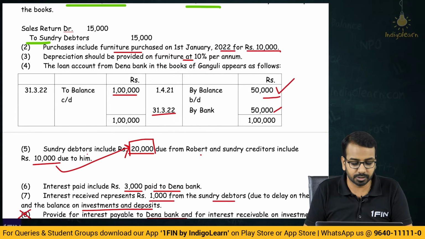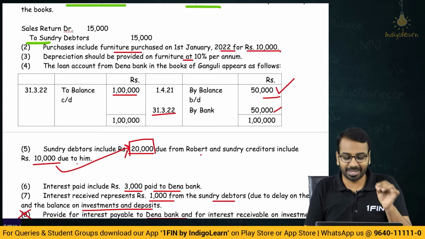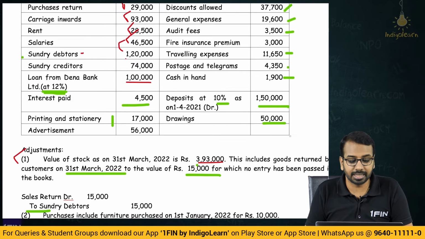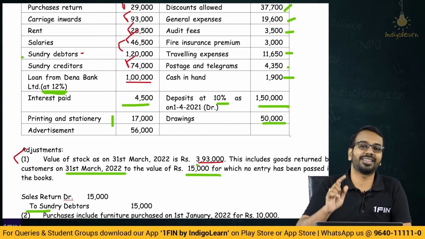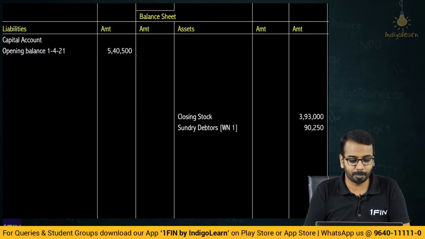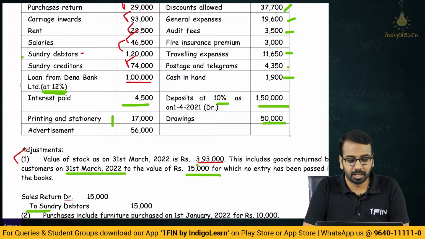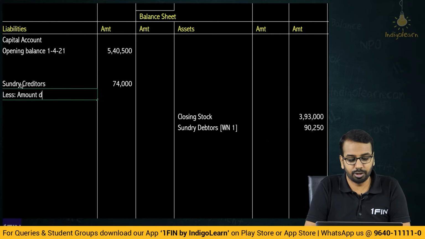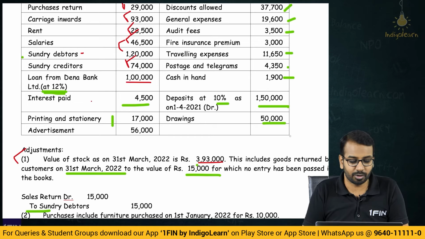Then sundry debtors include 20,000 due from Robert and 10,000 due to him. We have adjusted the debtors. Now we will adjust the creditors also. So coming to the creditors balance, how much is outstanding? 74,000 is outstanding. From that 74,000 we will reduce what amount? 10,000 which we have to pay to Robert. So sundry creditors, we have 74,000 less amount due to Robert, 10,000. So you have 74 minus 10, 64,000, right? Simple and straightforward.